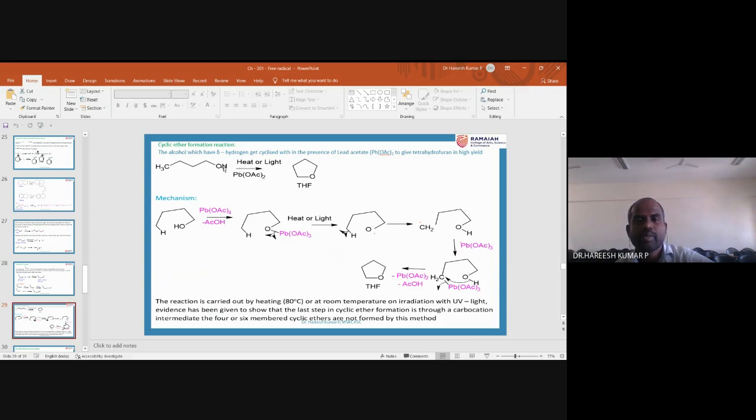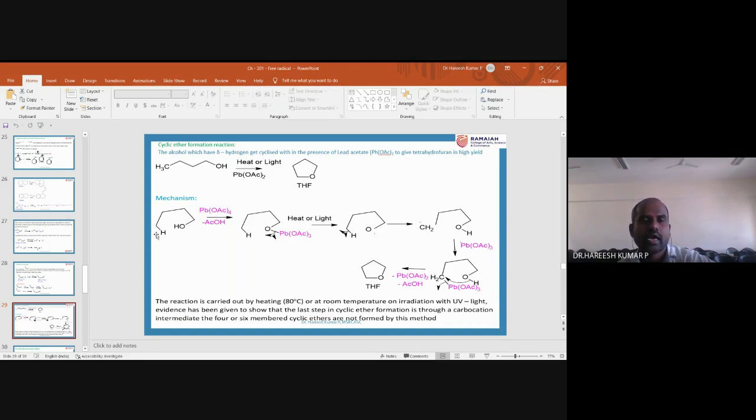in presence of lead tetraacetate. This is not 2, you make it as a 4. So lead tetraacetate in presence of light or heat gives rise to tetrahydrofuran. So this is a reaction. And if you are looking into the mechanism, this position is alpha, this is beta, this is gamma, this is delta. So that means delta hydrogen containing alcohol.